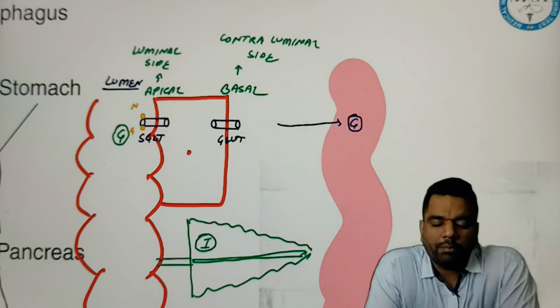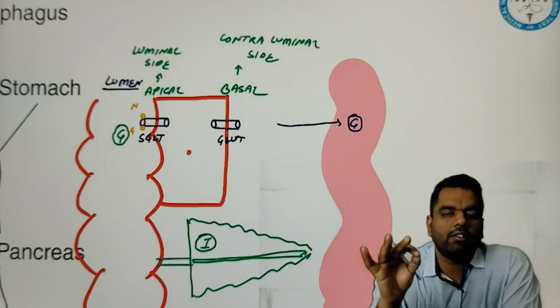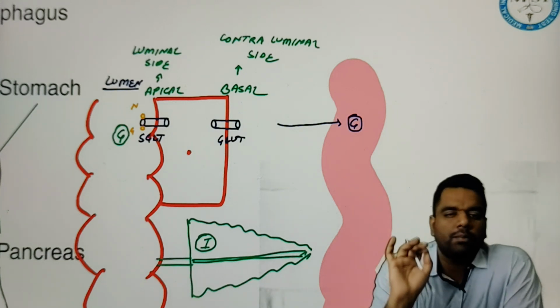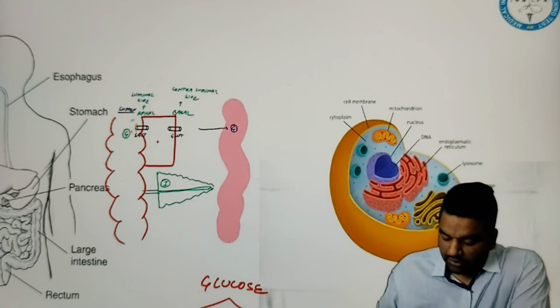Now we know that in the blood, even when you are not eating, if I check your random blood sugar, RBS, it will show around 125 milligram per deciliter. It means all the time some amount of glucose should be present in the blood. And where will this glucose be utilized? From the blood, this glucose is going to be utilized into the cell.